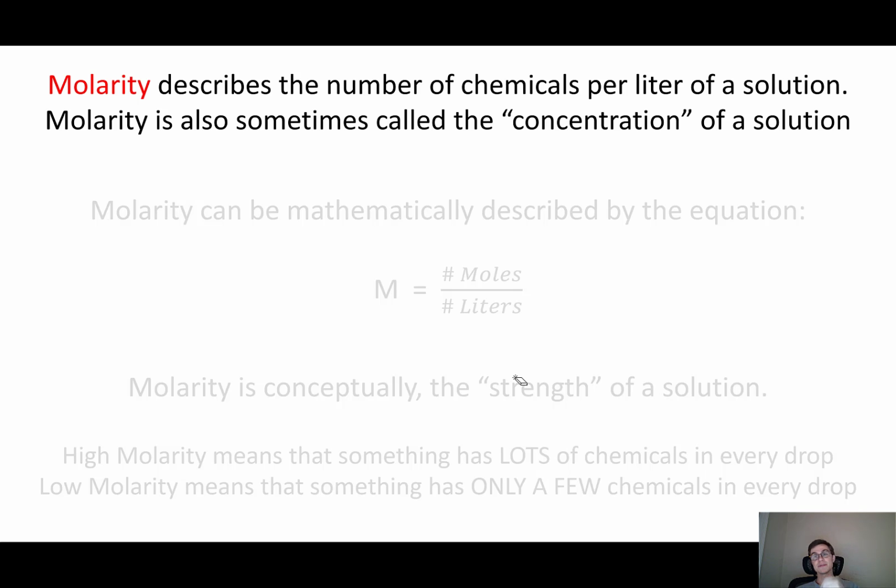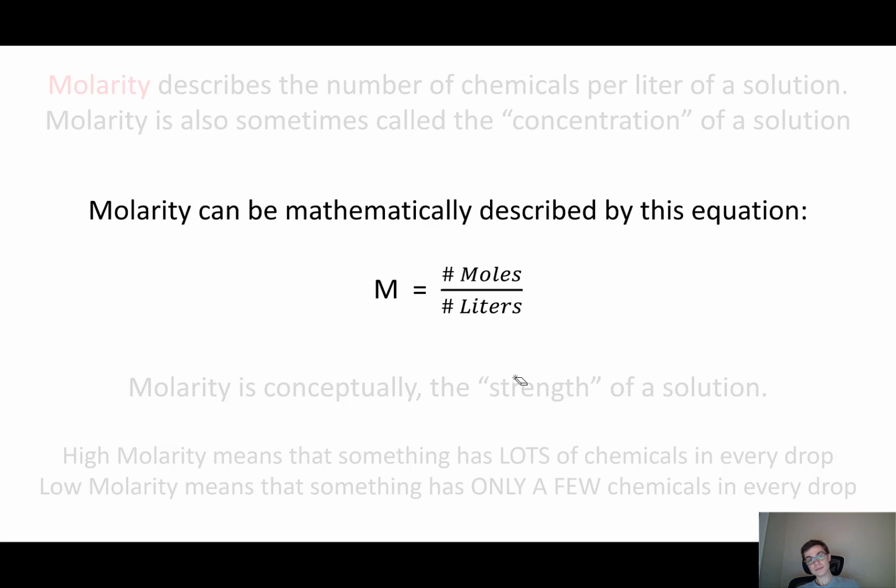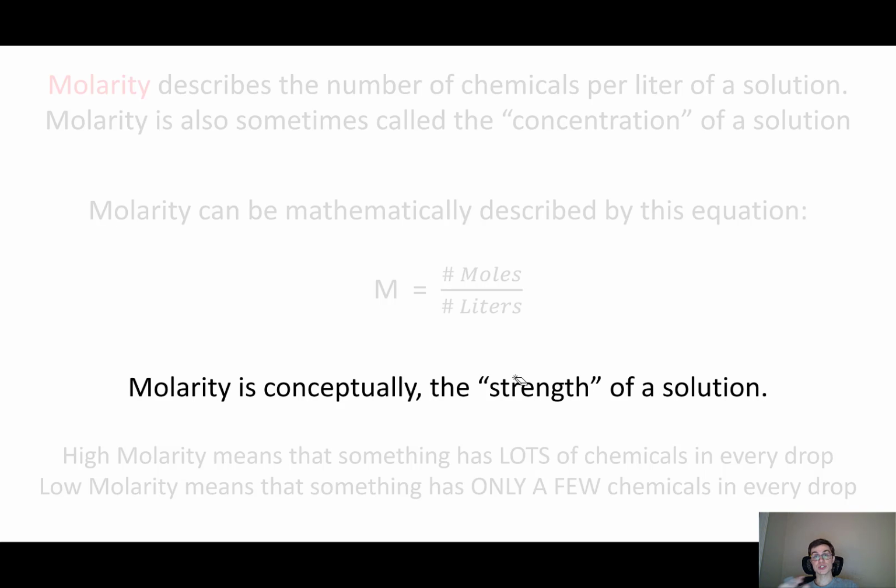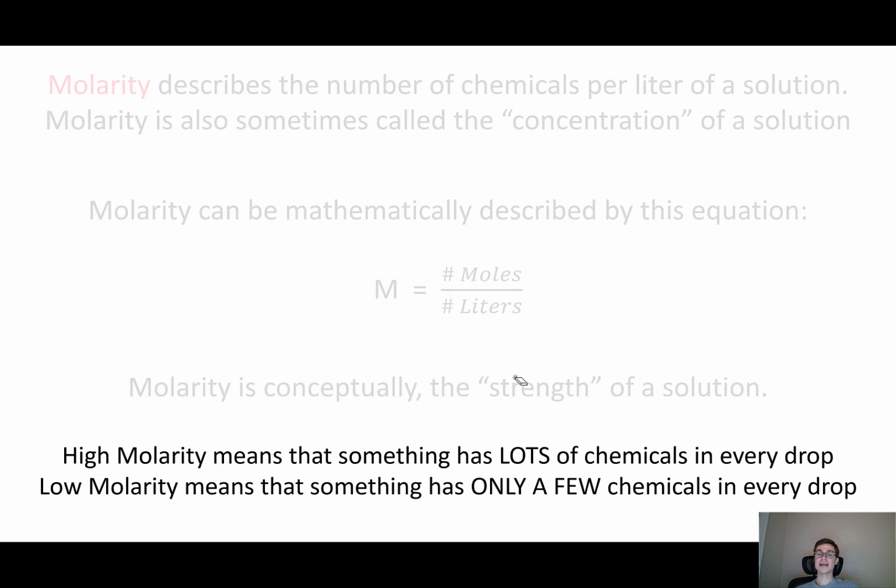So to summarize, molarity describes the number of chemicals per liter of a solution. It also is sometimes called the concentration. It can be mathematically described with the equation molarity is equal to the number of moles divided by the number of liters, but conceptually it's the strength of the solution, how strong it is, how salty or how spicy or how acidic. A high molarity means that something has a lot of chemicals in every drop, and a low molarity means it has only a few chemicals in every drop.